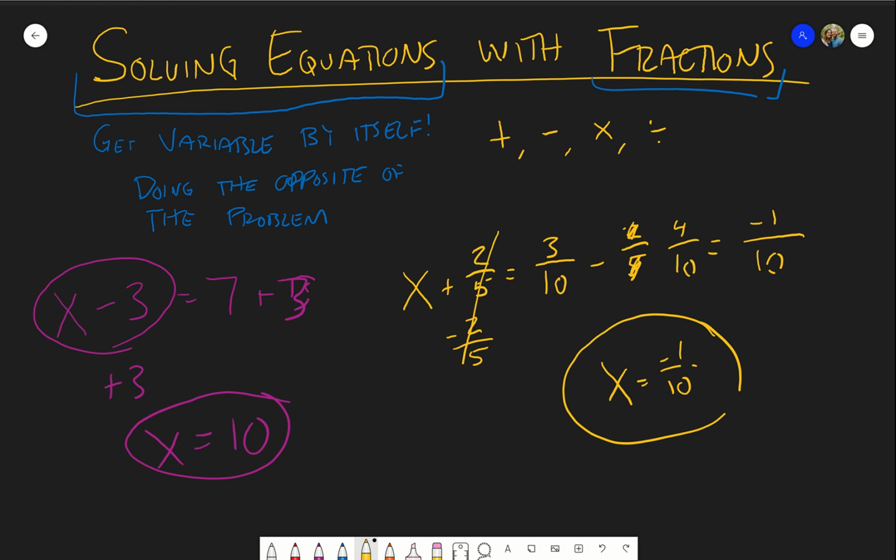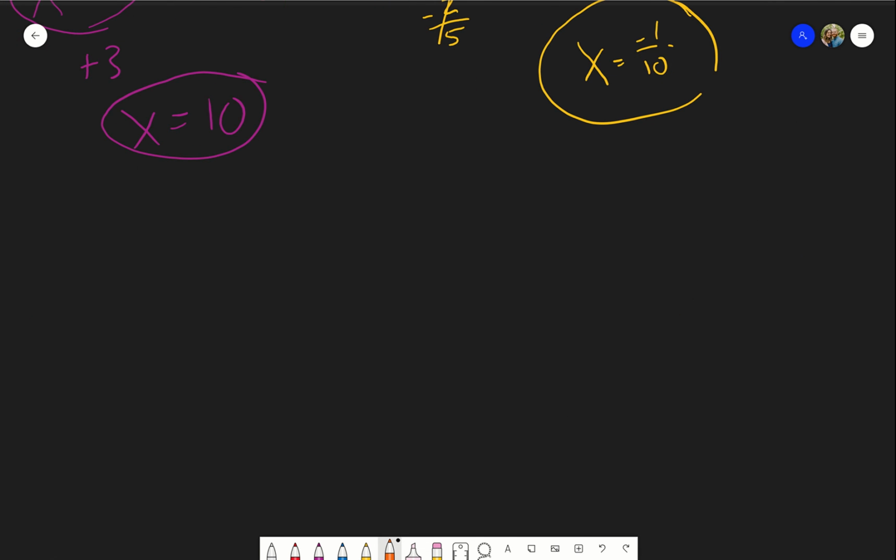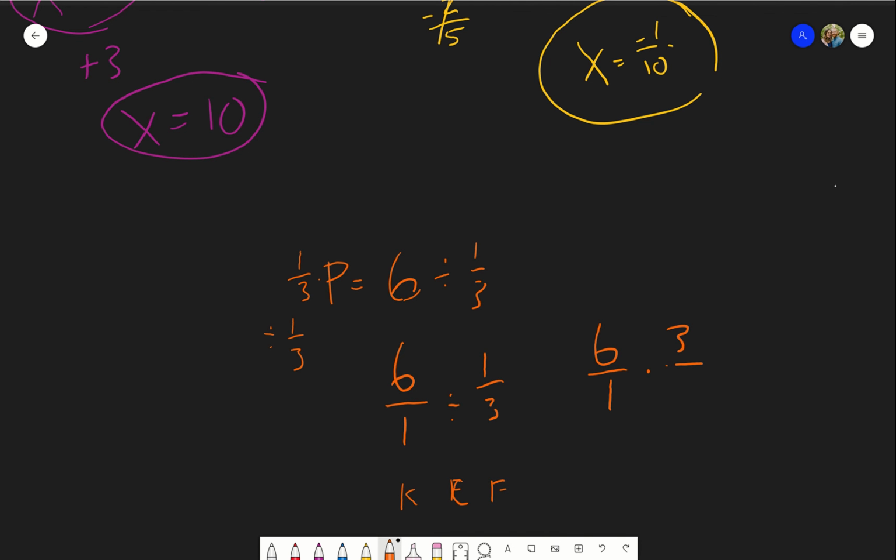Okay, let's say we had 1/3 p equals 6. So this is 1/3 times p. We're going to divide by 1/3. This becomes 6/1 divided by 1/3. When we divide, we keep, flip. 6/1 times 3/1. 6 times 3 is 18/1. 18 divided by 1 is 18.